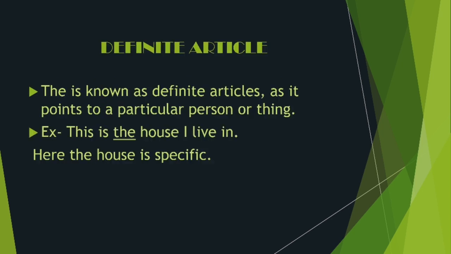The is known as definite article. Why? Because it points out a particular person or thing. ये point out किसे करता है? किसी specific या particular person or thing को. Like, this is the house I live in. अच्छा, here we have used the. Why have we used the? Because यहाँ पे कौन से house की बात हो रही है? उसी house की बात हो रही है जिस house में I live in, जिसमें मैं रहती हूँ. This is the house. कौन सा house? That particular house in which I live. So particular चीज़ों के साथ we have used the. Okay, because यहाँ पे किसी general house की बात नहीं हो रही है, उसी house की बात हो रही है जिसमें आप रहते हो. So here the house is specific. That's why you have used the, not a or an.